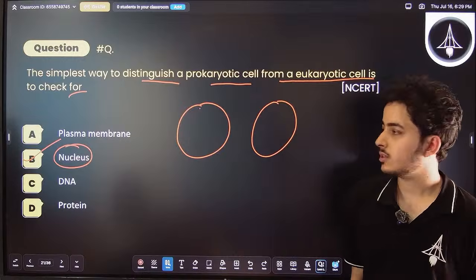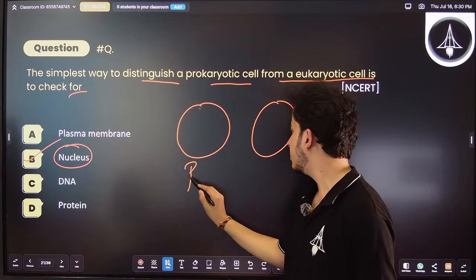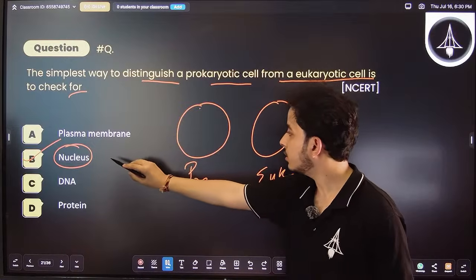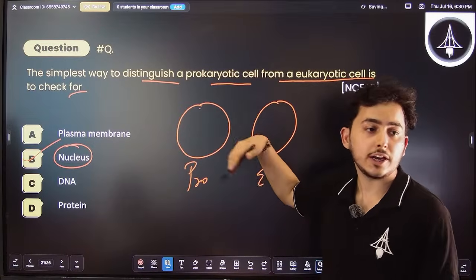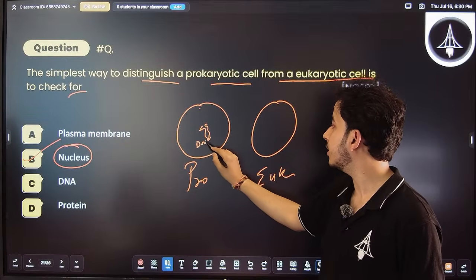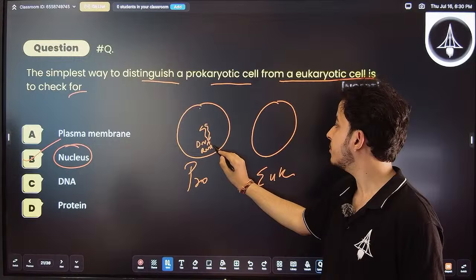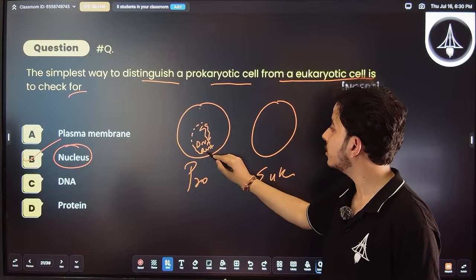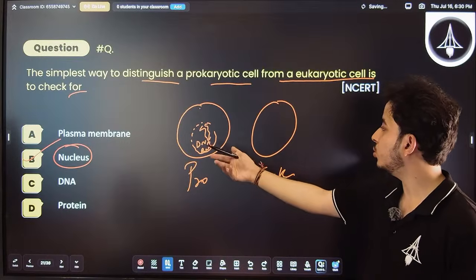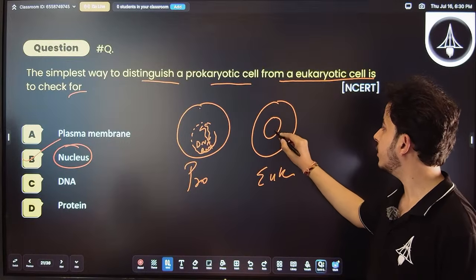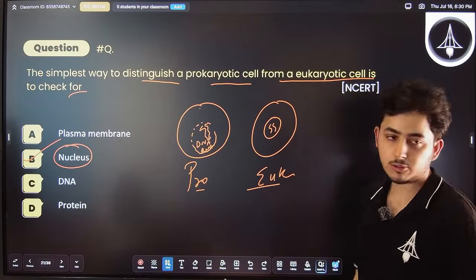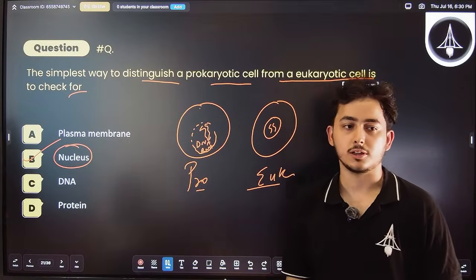So nucleus is something, because in a prokaryotic cell, the major difference, if you see, is you don't have a defined nucleus. The genetic material is lying here and there, okay, DNA and RNA. That space we refer to as nucleoid. That is not a true nucleus. But here you have a well-defined nucleus and the genetic material is present inside. So that is the major difference between prokaryotic and eukaryotic cell.